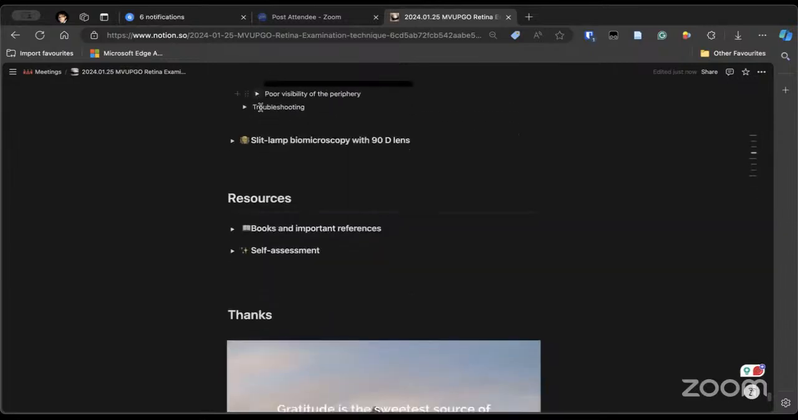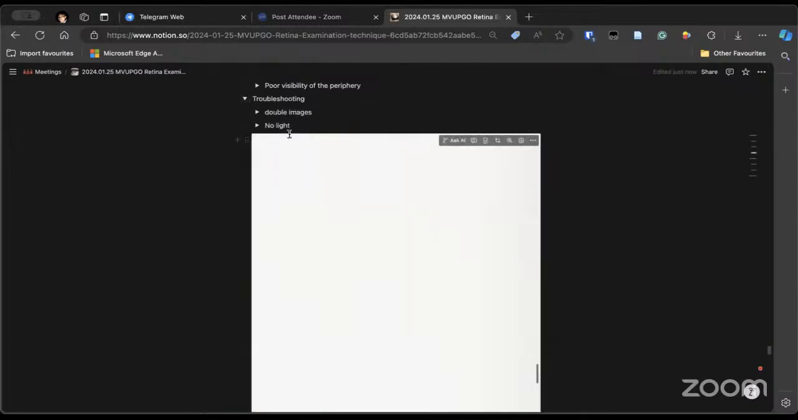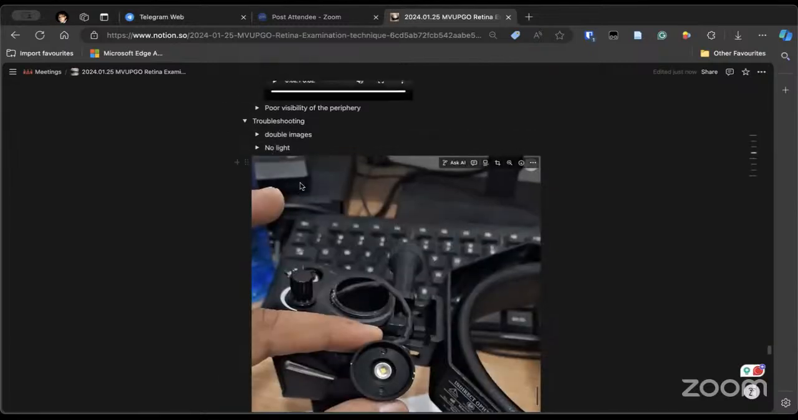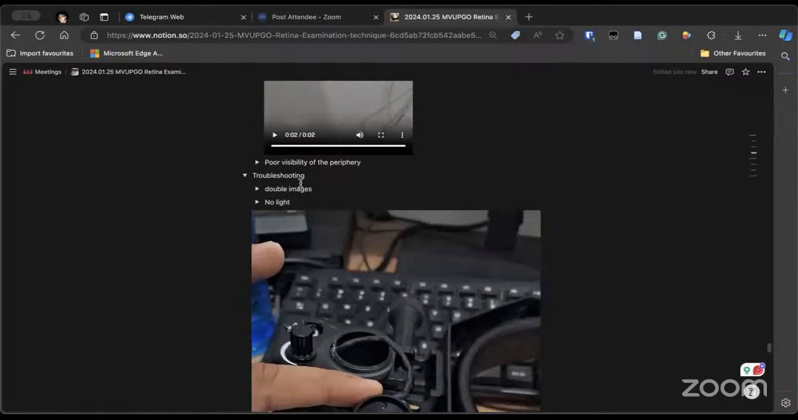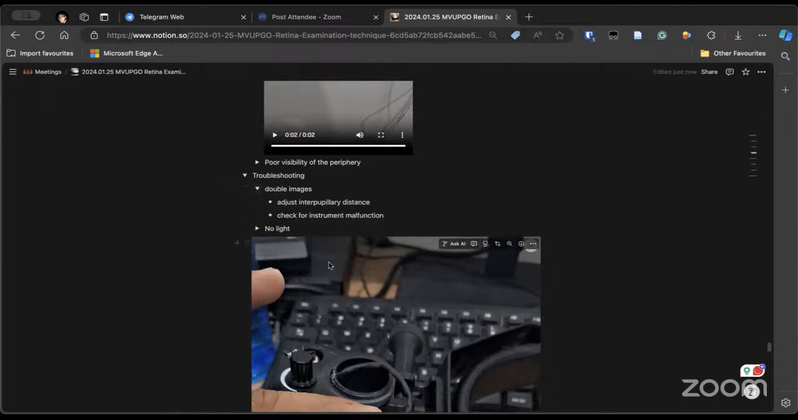Okay, so troubleshooting. If there are double images, what would you do? You are seeing double images, the two eyes are not seeing the same thing. Adjust the interpupillary distance, IPD. Yes, you adjust the IPD, and sometimes it's not possible. Like Dr. Manish had a class.